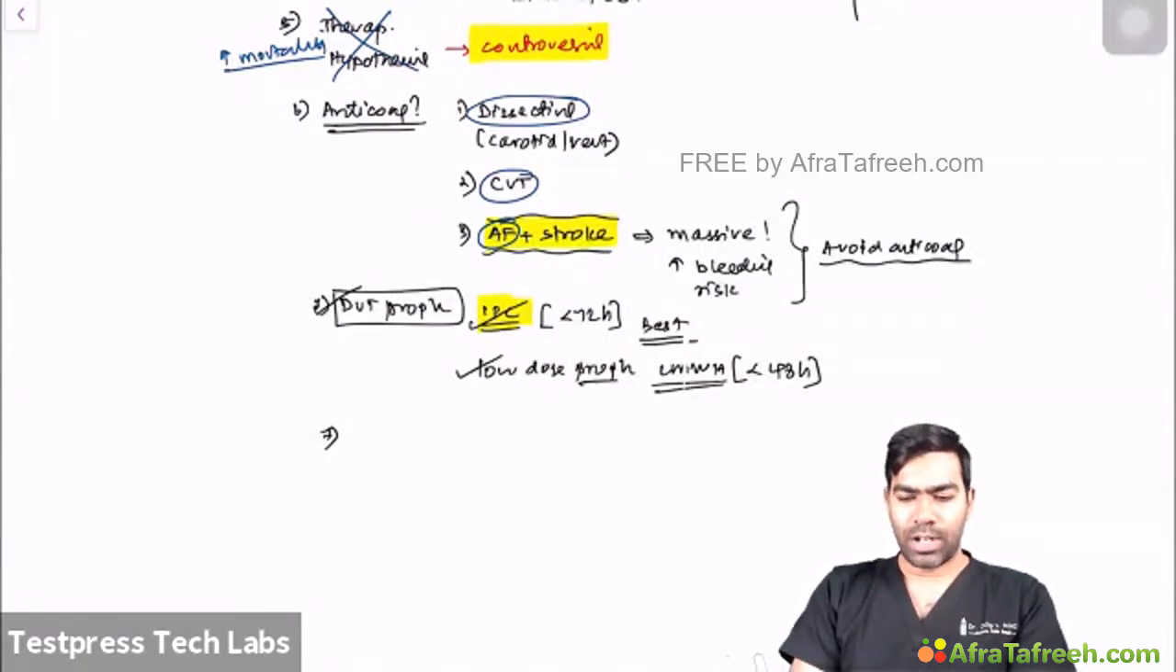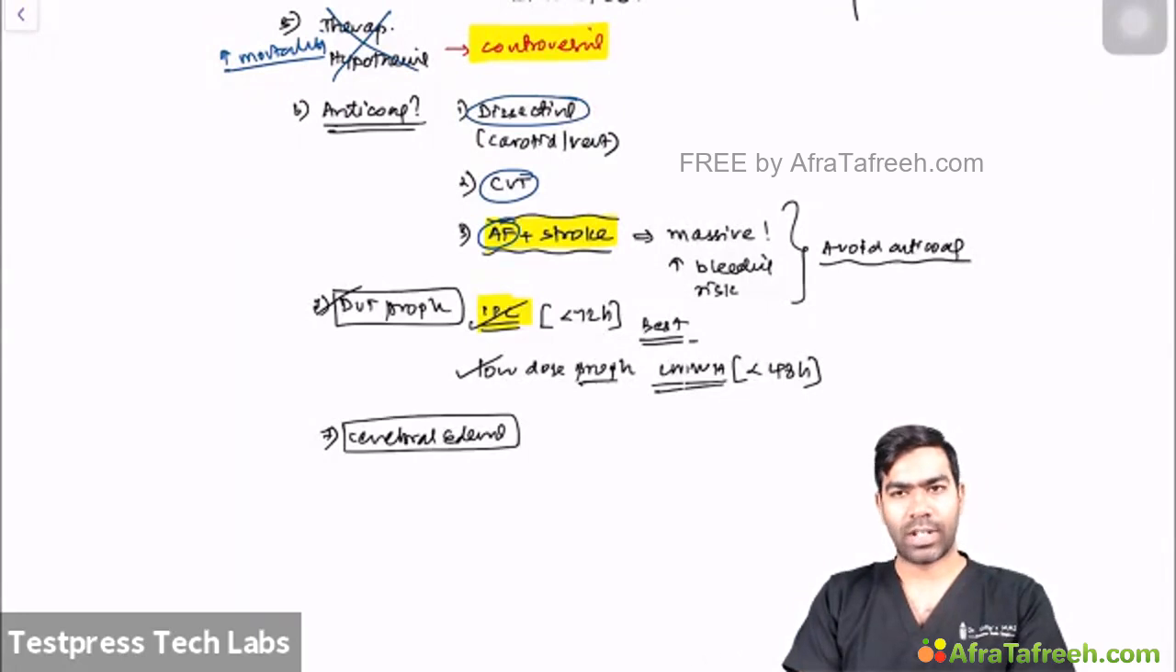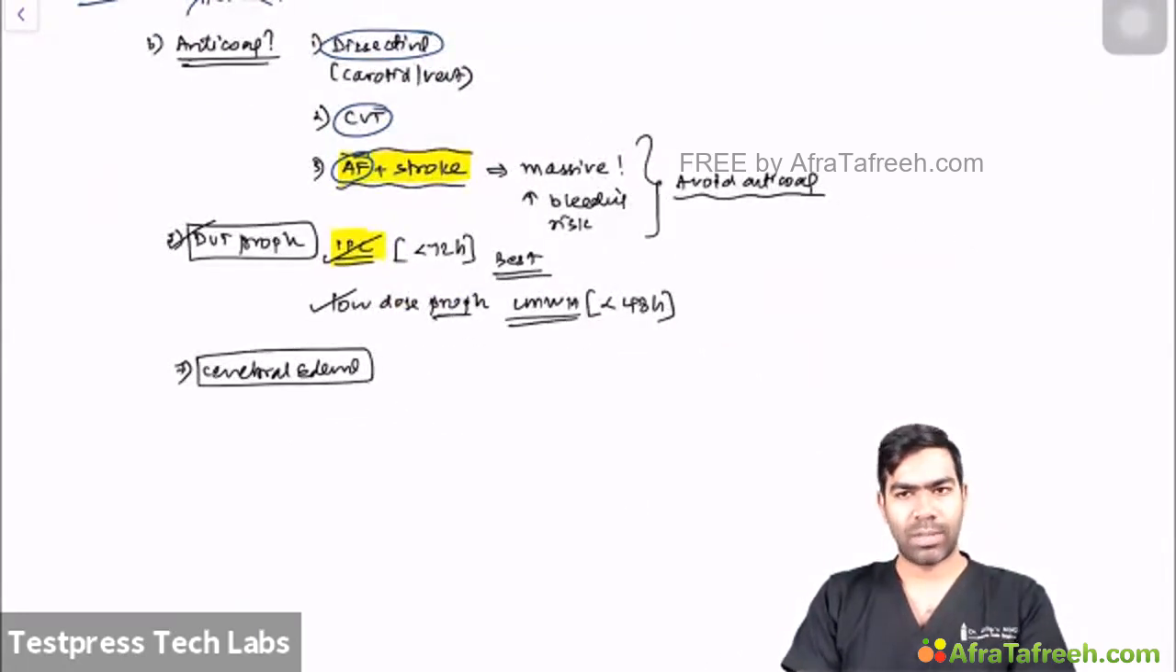So the next problem that you're going to encounter is cerebral edema. Cerebral edema is the next problem that you're going to encounter. It's extremely common in an ischemic stroke, basically. In ischemic stroke, why does cerebral edema happen? Because you are going to probably get a cytotoxic cerebral edema.